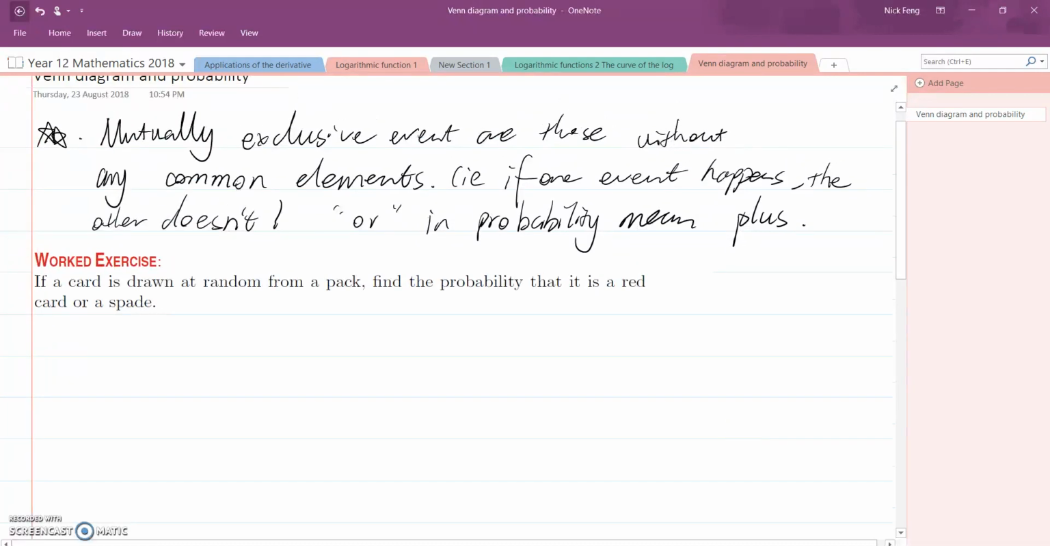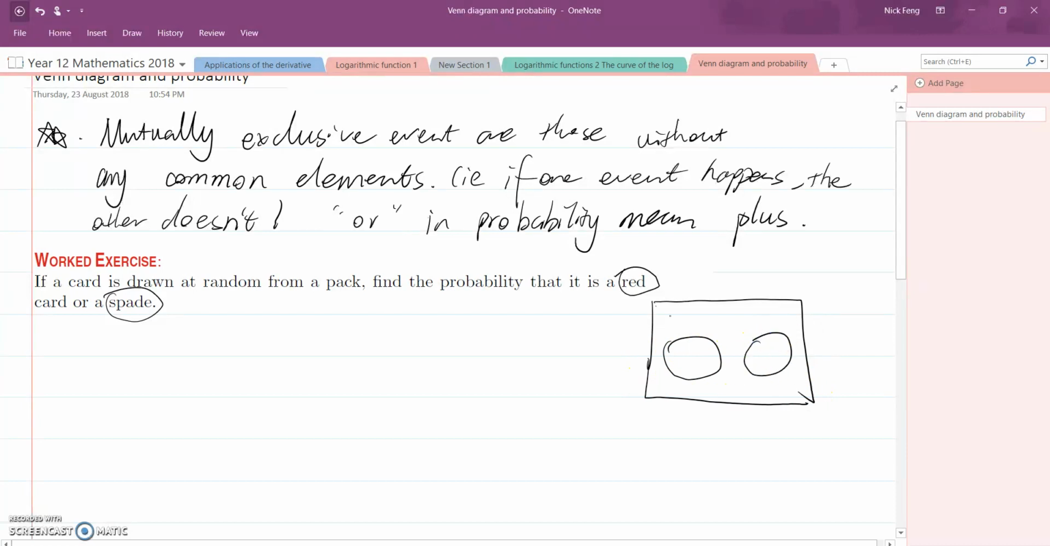So, for example, in this case, if a card is drawn at random from a standard pack, find the probability that it is a red card or a spade. Here is the thing. A red card cannot be a spade because a spade is a black card. In other words, these events, to be a red card and a spade, cannot happen at the same time. In other words, they are mutually exclusive. In this case, if we're using the Venn diagram to represent it, they have no common elements. This is being red, this is spade.